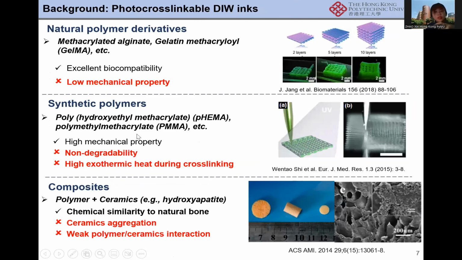And here is a summary of the major photo-crosslinkable materials. We have the natural polymers, for example, methacrylated alginate and gelatin methacrylate.